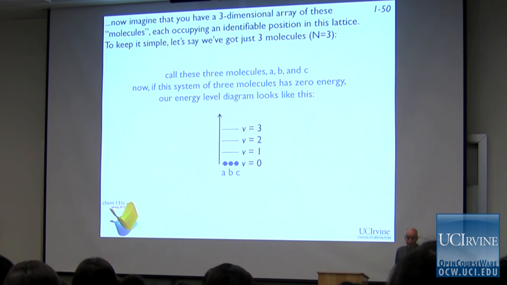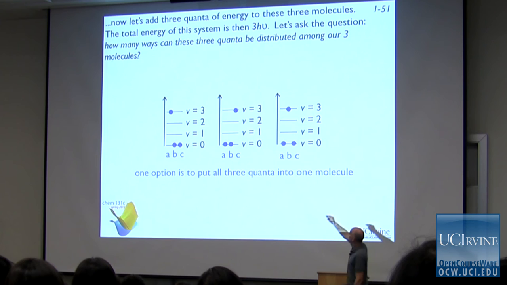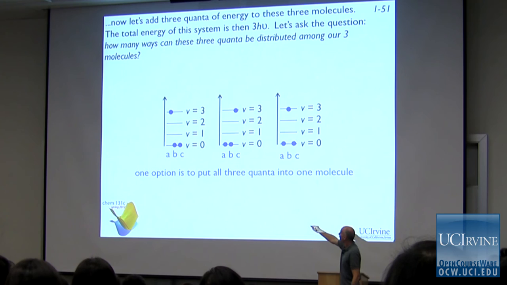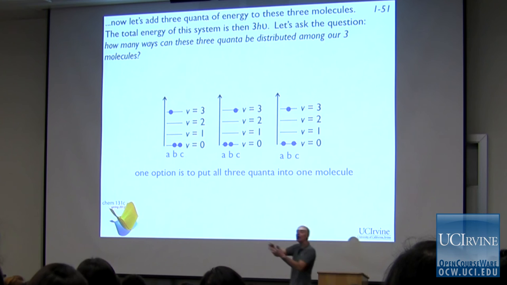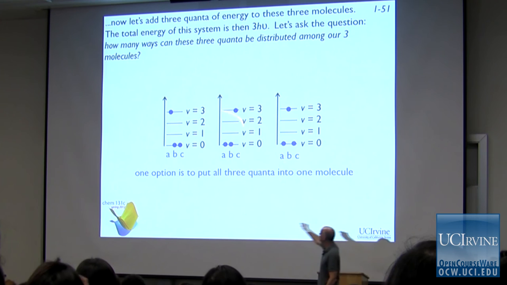Now let's consider the case where we've got three quanta of energy distributed over three molecules. Right? How can we do that? Well, we can put all three quanta into one molecule. Put it in A, put it in C, put it in B. All right, that's one way to distribute these three quanta of energy across these three molecules, put all the energy into one molecule. There's three ways to do that.